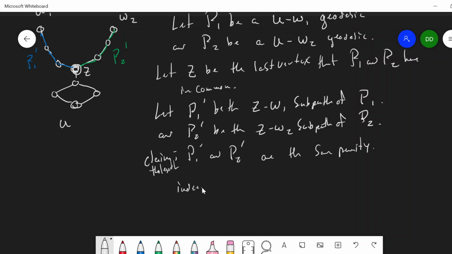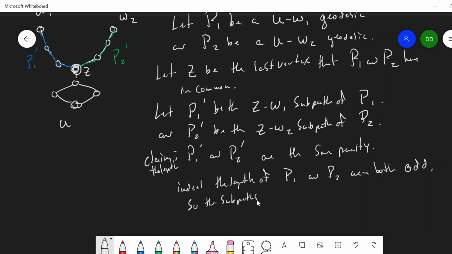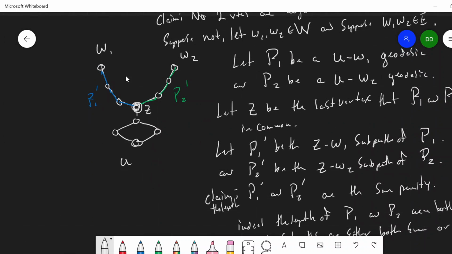Indeed, the lengths of P1 and P2 were both odd. So the subpaths are either both even or both odd. Okay, so cool. P1 prime and P2 prime have the same parity.